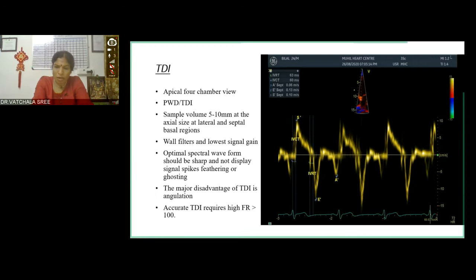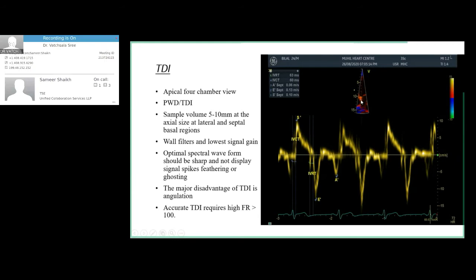The other point in the Doppler TDI assessment is that the line should be parallel, so it should move perpendicular, up and down with the septum. If there is any angulation, then there will be an error in the estimation of the velocities. So that is how we do the TDI imaging. Four-chamber view, reduce the width and increase your frame rate, then choose the pulse wave Doppler. You put your sample 5 to 10 millimeters in the septum near the mitral annulus, and you press TDI, and then you will be getting the waves.